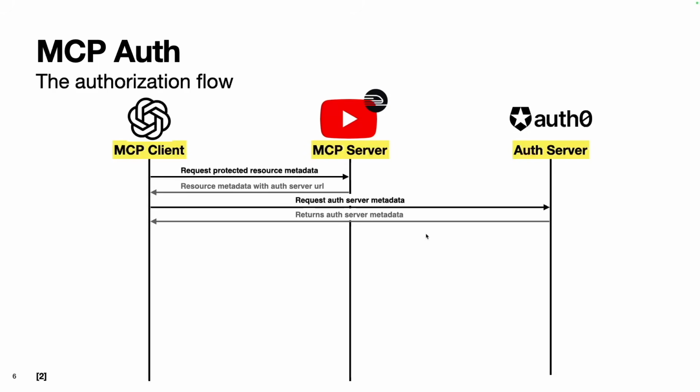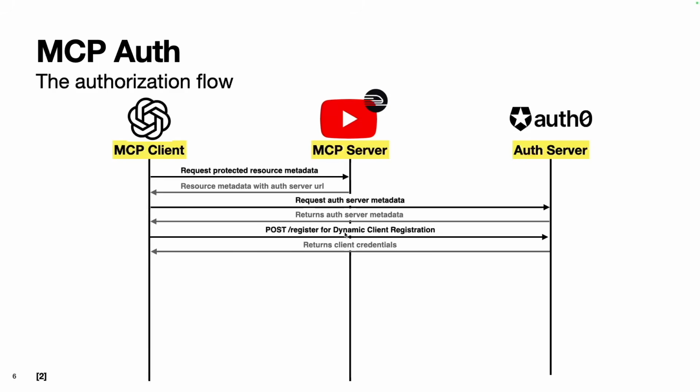Then the server will send back the metadata. We can optionally have this dynamic client registration. Basically, instead of having every single app be pre-configured by the auth server, we can just have this dynamic client registration, which allows any client to register itself with the authentication server using this post request. Then the auth server will return the client credentials. From here, the client will generate a few things to enable this OAuth flow, and this will open up a little page in the browser so the user can sign into the auth server.